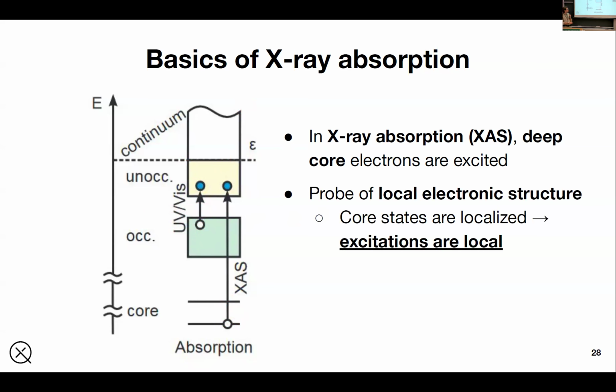Well, because core states are actually quite tightly bound to the atom around which they're centered, that means that the kind of excitations that appear in this situation are similarly going to be local. And that means that X-ray absorption spectroscopy is then a local probe of electronic structure surrounding a particular atom. And oxidation states are precisely one of those local electronic properties that we might be able to probe with this technique.